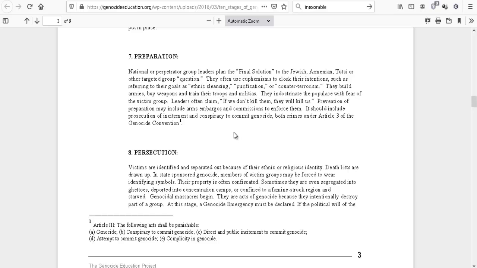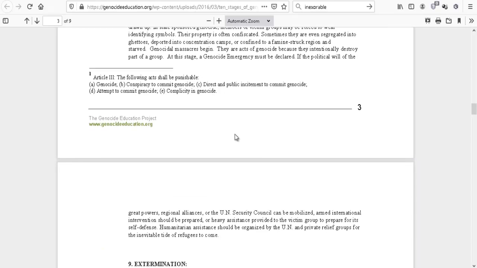They are acts of genocide because they intentionally destroy part of a group. At this stage, a genocide emergency must be declared. If the political will of great powers, regional alliances, I don't want to talk about UN, United Nations of Socialism, Security Council may be mobilized. And it's funny, right? In 2008, we had a communist taking office. He is a communist. He's the son of Frank Marshall, who was a flaming radical communist. His mom was a CIA operative.